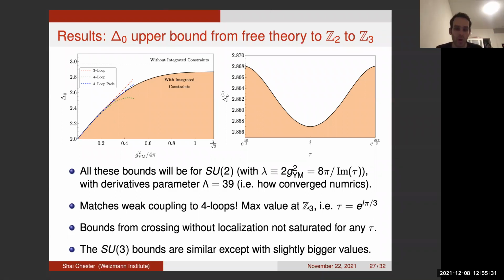They could obviously converge more, but I don't think this plot's going to change so much as lambda increases. It's certainly the plot on the left-hand side. So are you saying that adding integrated constraints for this plot improves the bound, but also improves convergence? No, I don't think it improves convergence. I think convergence is the same, whether or not you integrate constraints. And I think it's pretty well converged when lambda equals 39.